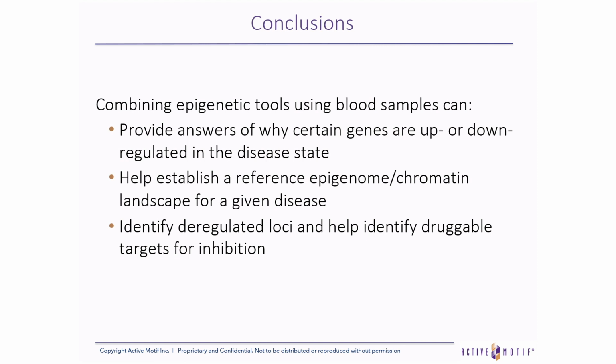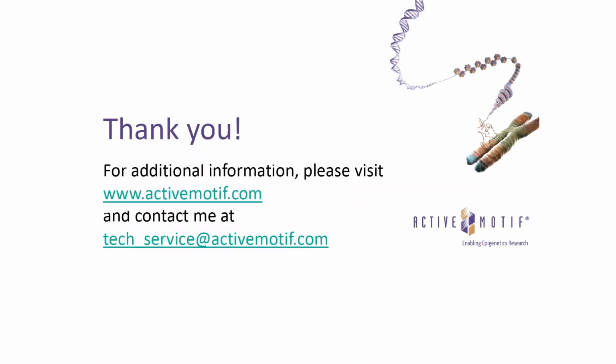So in conclusion, combining epigenetic tools using blood samples can provide answers of why certain genes are up and down regulated in the disease state in the absence of some mutation. They can help establish a reference genome or a chromatin landscape for a disease, but we can also use this information to identify deregulated loci and maybe even identify some druggable targets for inhibition to help alleviate the phenotype of the disease. Thanks for your time.